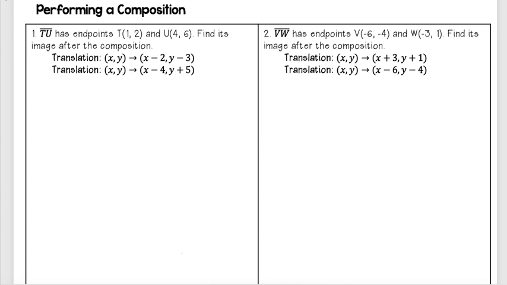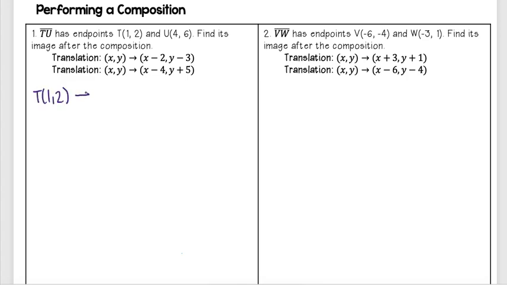Last video, we were going to form a composition, which basically means we're going to do more than one translation. So for this one, for TU, I want to find this image after the composition of first this translation, and then I'm also going to do that second one. When I'm doing these, I like to take one endpoint at a time. So I'm going to start with T12.